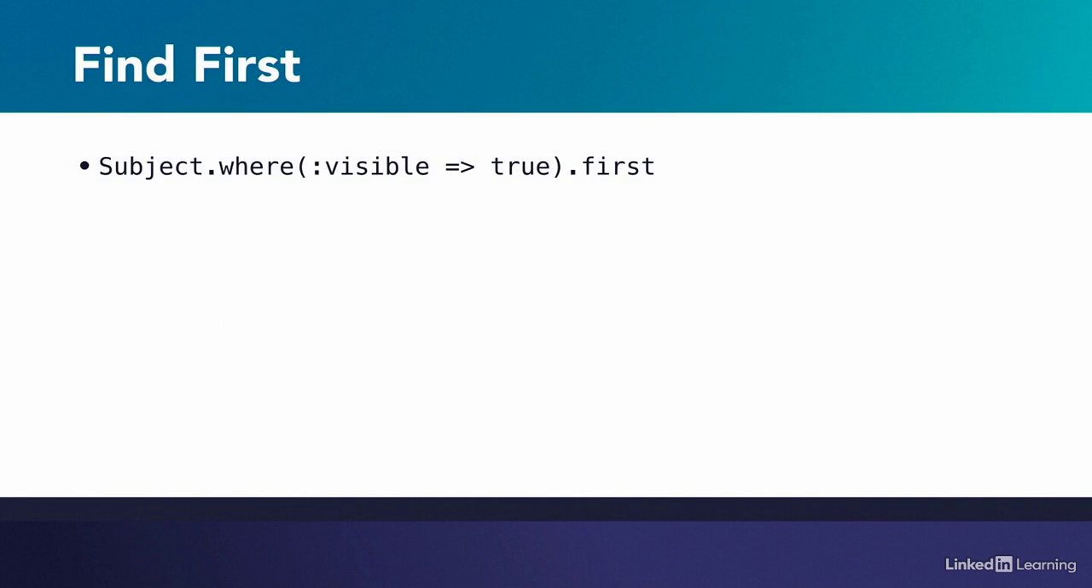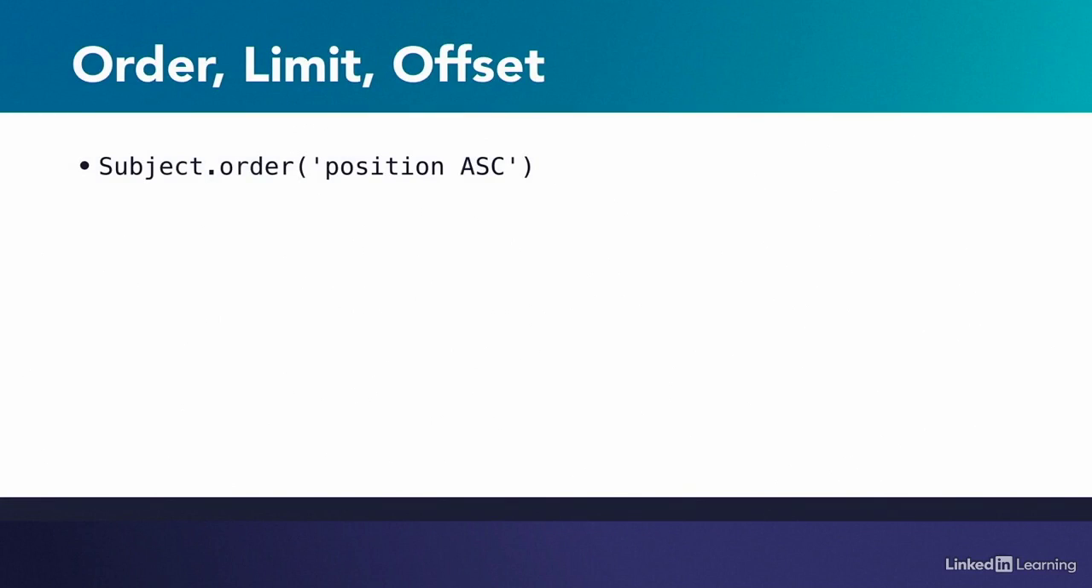Each of the conditions we just looked at will return an array of values. If you want to return just a single value, then you can use .first to extract the first object from the array. So it'll either return an object if there is something, or if the array was empty, it'll return nil. You can also combine your conditions with order, limit, and offset.